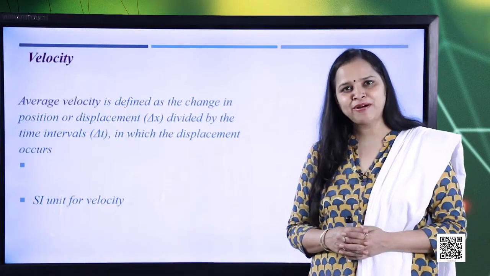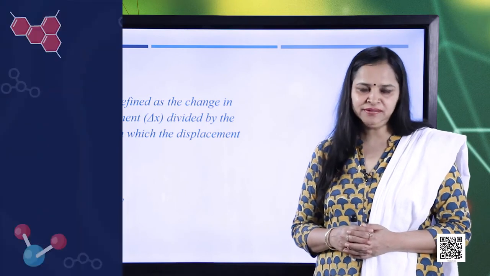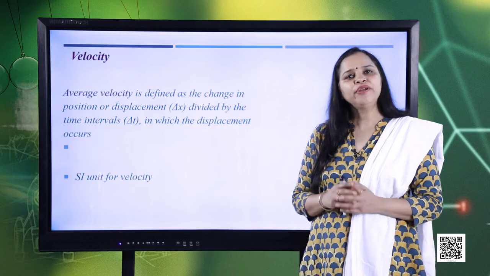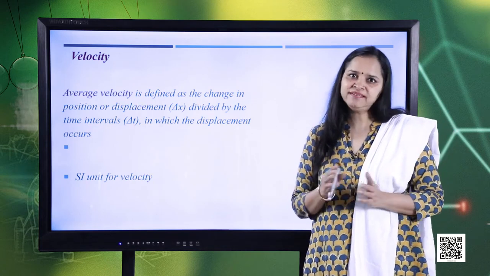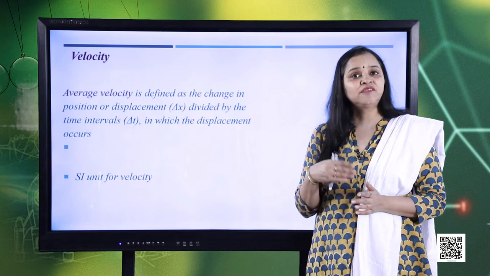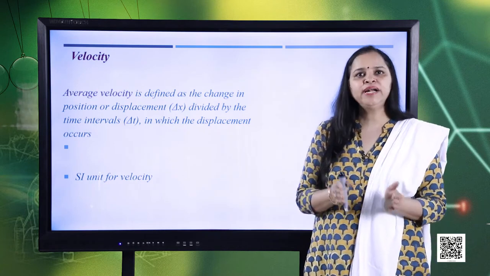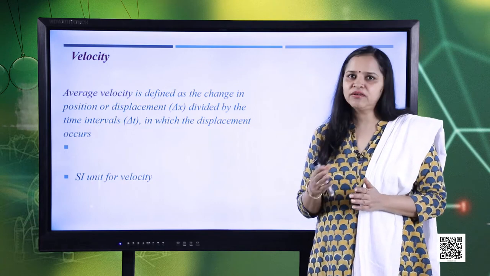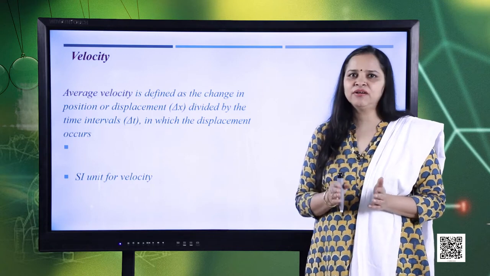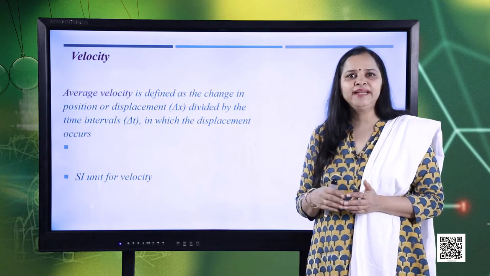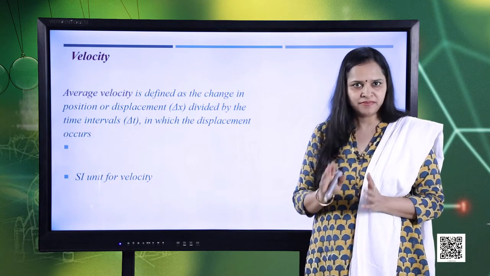Now, let us talk about another important physical quantity which is used to describe motion, that is velocity. We all know that when an object is in motion, at every moment its position is different. If the displacement of a particle is more in a small duration of time, then its velocity will be large, but if the displacement is less, its velocity will be lesser. In other words, it will be moving faster or slower, right?